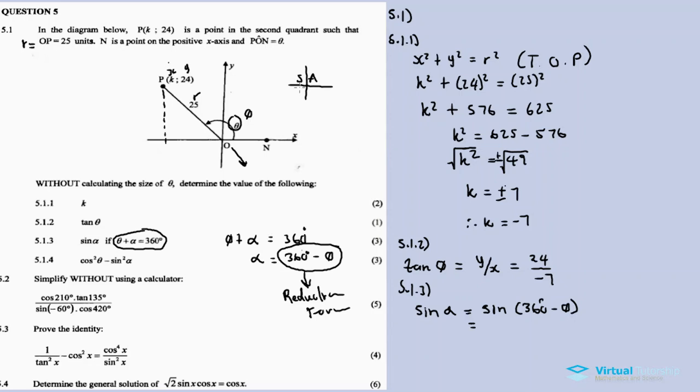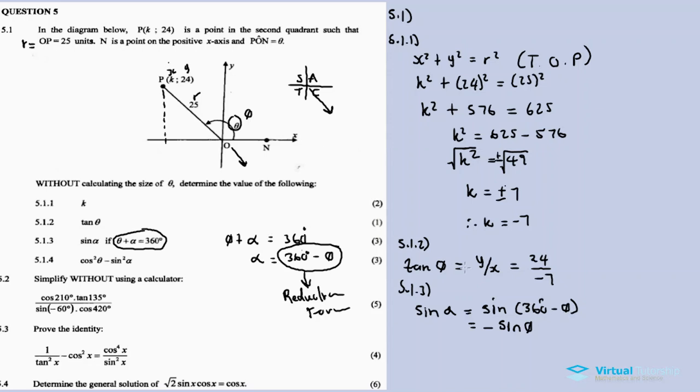All S T C, right? So on the fourth quadrant, the cos is positive. Anyway, cos is positive in the fourth quadrant, so what about sine? Negative, right? So the answer for this reduction formula is going to be negative sine theta.